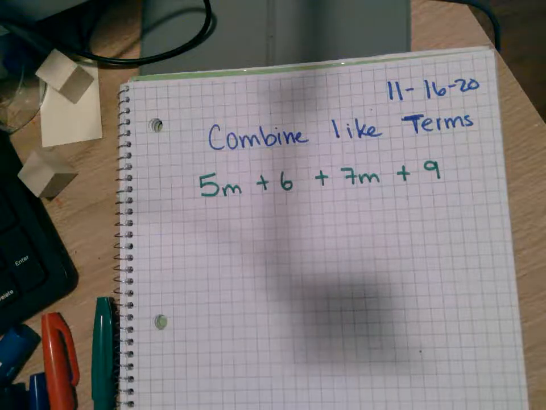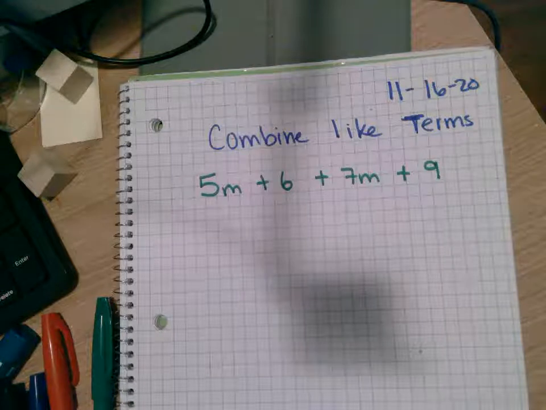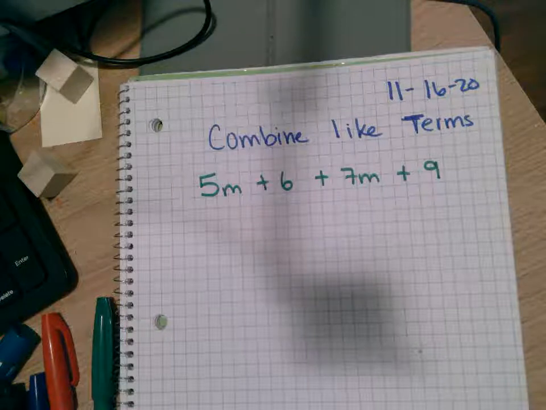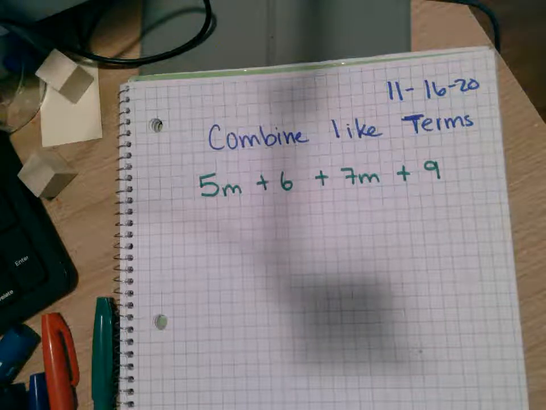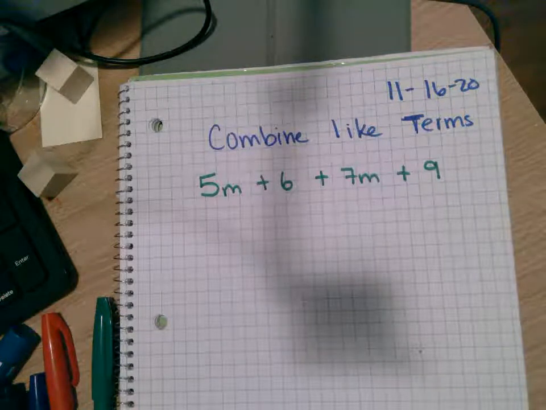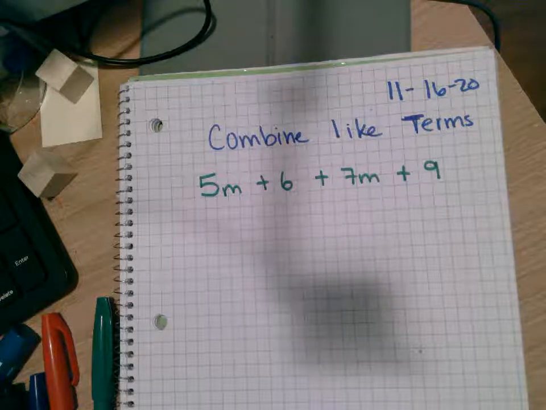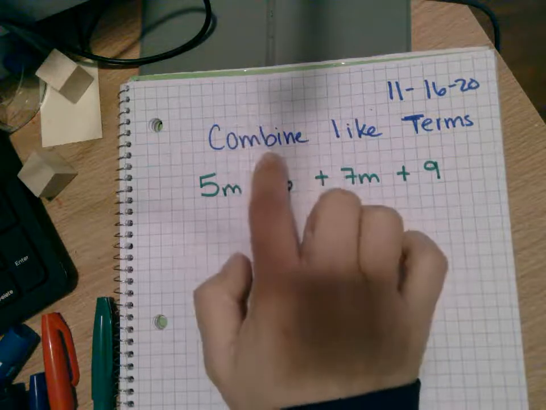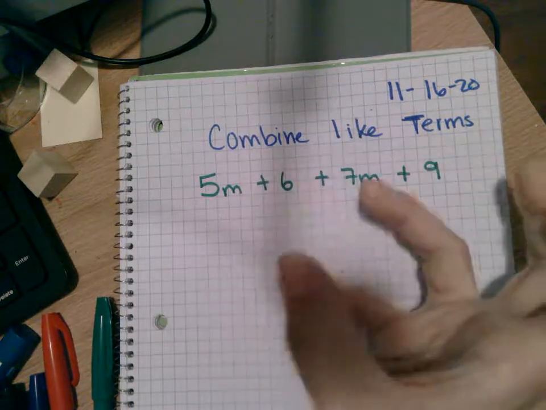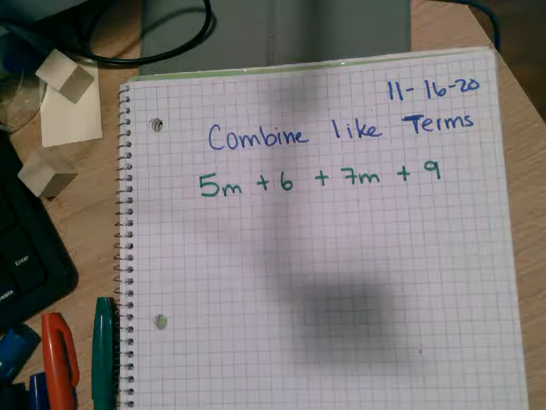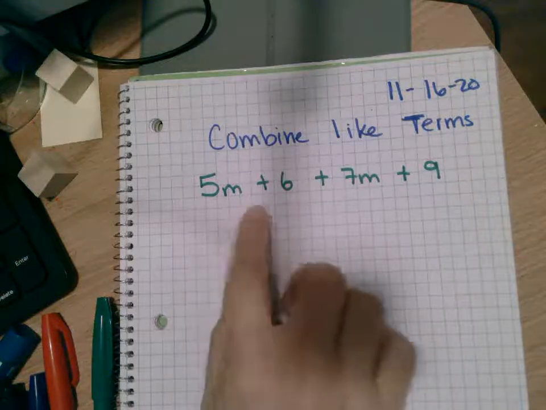Okay, does anybody know the answer to this simplified? No? Okay. So I'll teach it. Do we add 5m plus 7m? Yes. So combine like terms means we're going to combine what's the same, what looks alike. Terms, remember we went over terms when it was order of operations. Remember they're separated by plus signs.